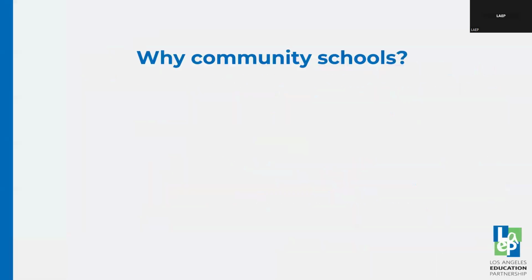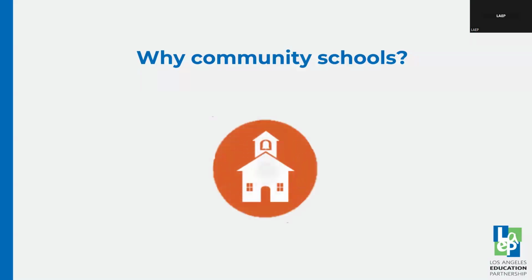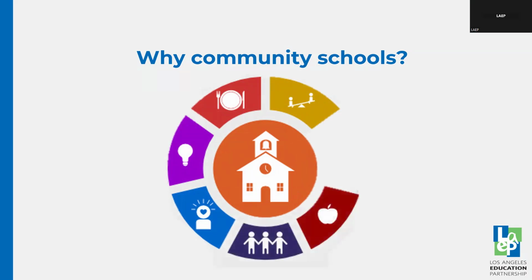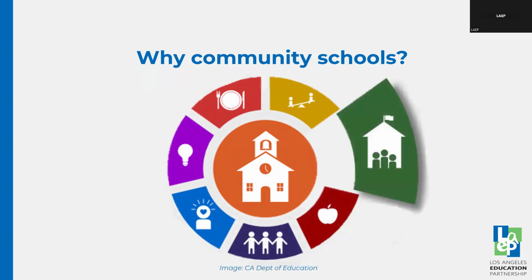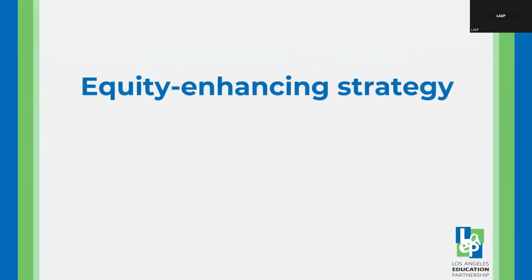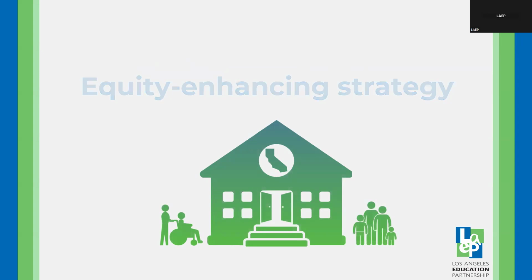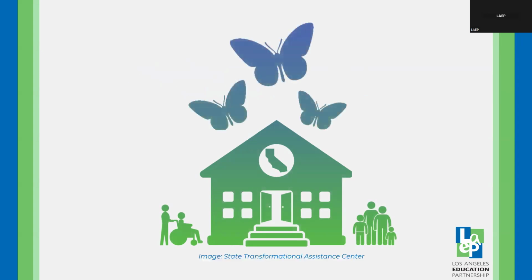So why are we aiming toward this model? Well, what we've been doing thus far in traditional schools hasn't met all students' needs. It hasn't been equitable. Some students, families, and communities need different or more supports than others to succeed academically and thrive in life. The community schools model is an equity-enhancing strategy. We need to change the way we've done things. And the way to change is to transform. This is the why of community schools.